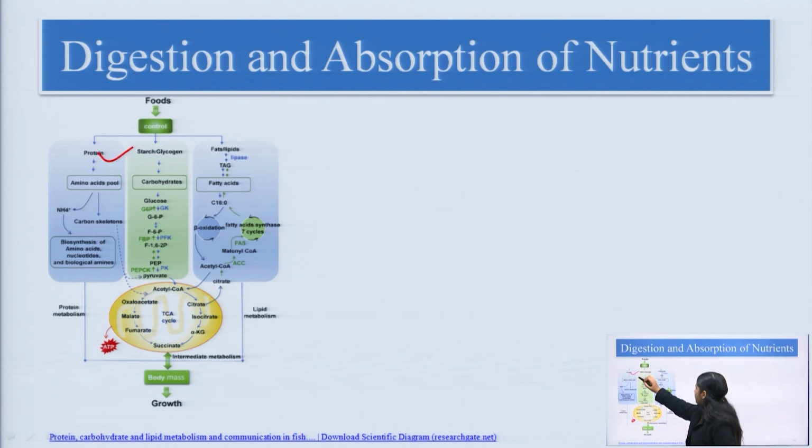The proteins, the glucose, the carbohydrate, starch or glycogen, fat and lipids, they all form simpler compounds. See here, the first is the glycolysis step. The glucose forms glucose 6-phosphate, fructose 6-phosphate, fructose 1,6 biphosphate, then phosphoenolpyruvate, and it forms pyruvate. This is how glucose is turned into pyruvate, which is utilized in the TCA cycle, the tricarboxylic acid cycle. This pyruvate forms acetyl coenzyme A.